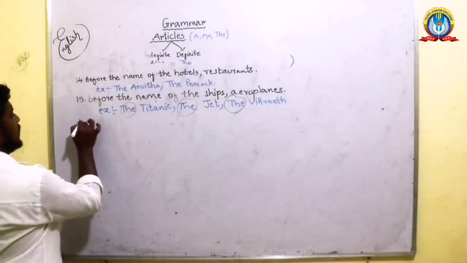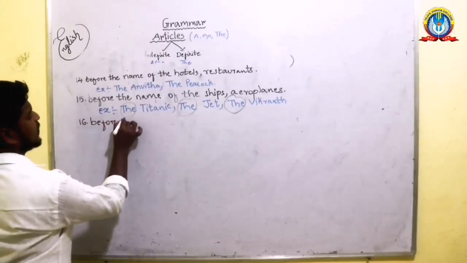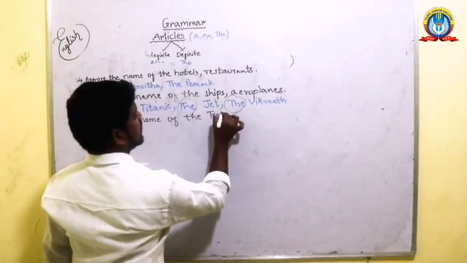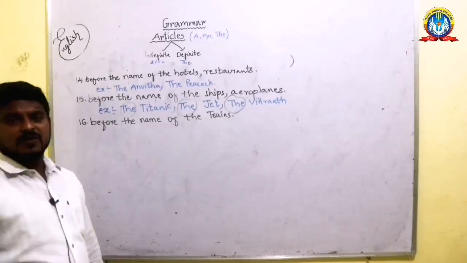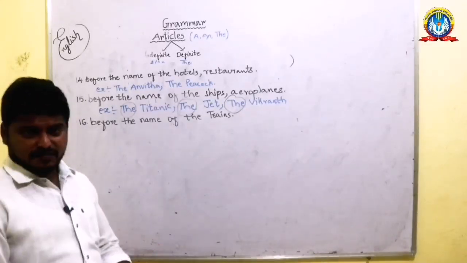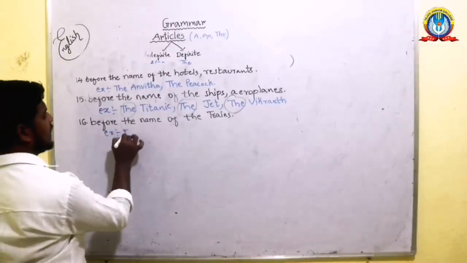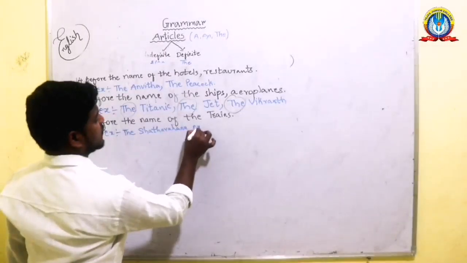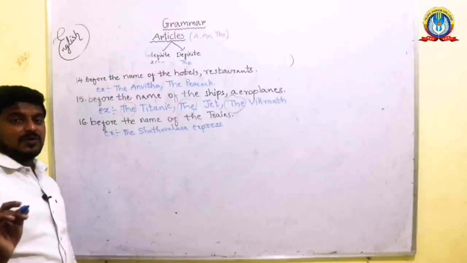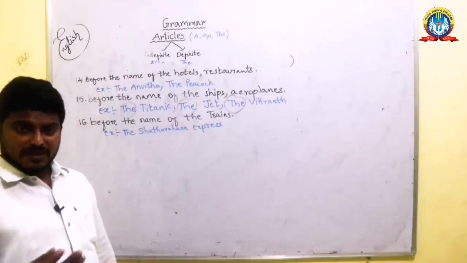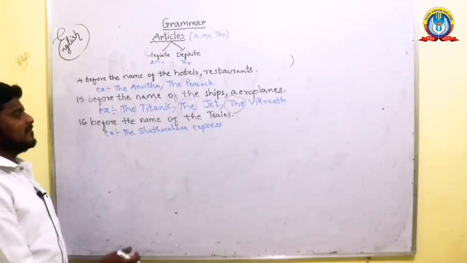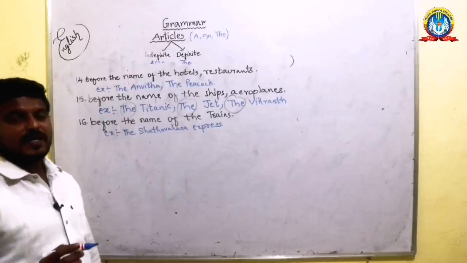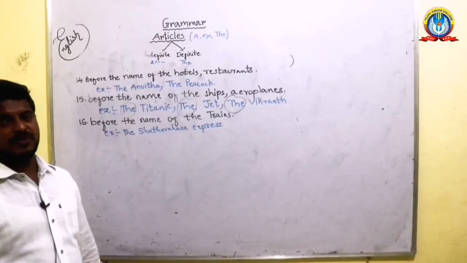Before the names of trains. For example, the Shatavahana Express, the Bhagyanagar Express, the Padmavati Express. Like that, you can go for a number of examples. So we have a number of rules for the definite article "the". This is quite easy to learn and to implement. Okay, that's good.